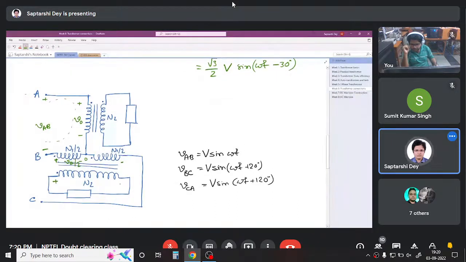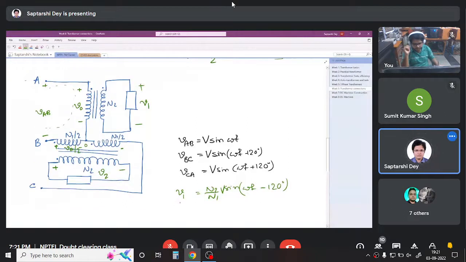So, if I draw small v bc, that is nothing but N2 by N1 V sine omega t minus 120 degree. Clear? One more thing: whatever phase this V naught has, let me call this V2 instead of VBC, and let me call this V1. Whatever phase V naught has, the same phase will V1 get. And V naught has a phase of minus 30 degree.